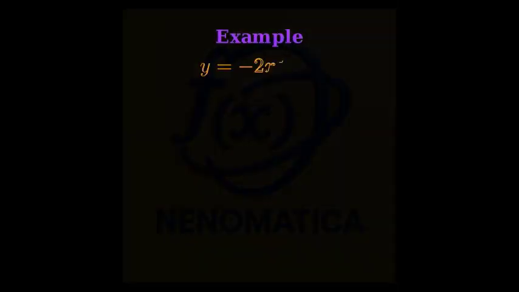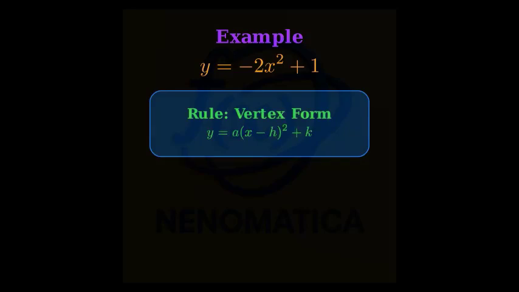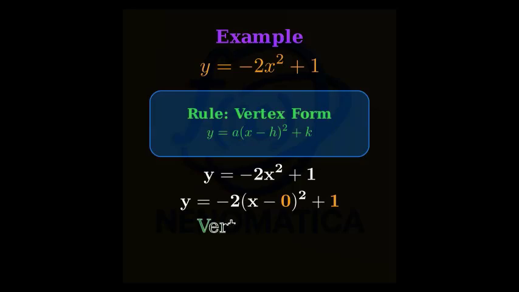Welcome! In this example, we will graph the parabola y equals negative 2x squared plus 1 using the vertex method. Step 1. Rewrite the equation in vertex form. The vertex form is y equals a times (x minus h) squared plus k. Here, y equals negative 2x squared plus 1 becomes y equals negative 2 times (x minus 0) squared plus 1. The vertex is at h equals 0, k equals 1.